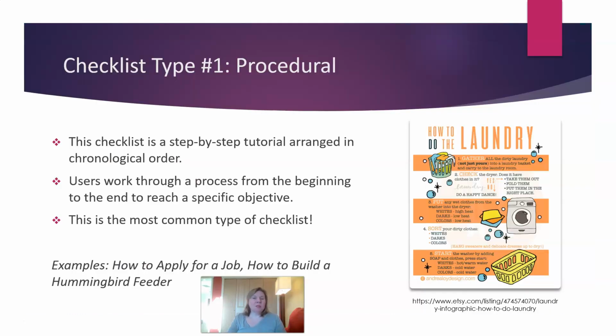So the first type of checklist is procedural. This is a tutorial arranged in chronological order. People move through a process from the beginning to the end, and it is the most common type of checklist. So think of it as a how-to. For example, we have how to do laundry, how to build a hummingbird feeder, how to drive a stick shift.